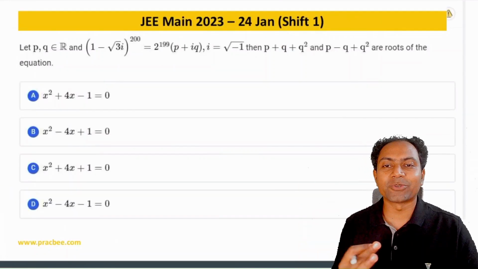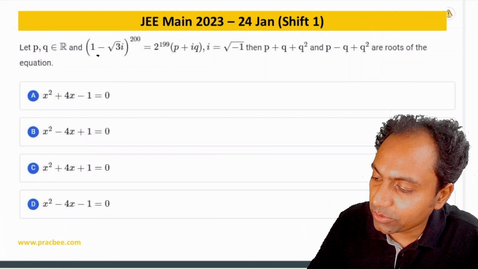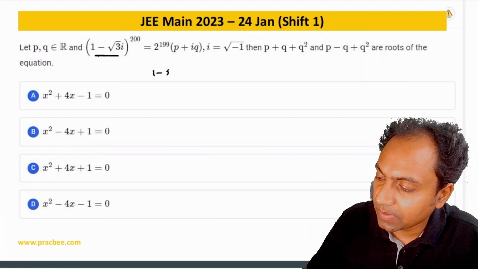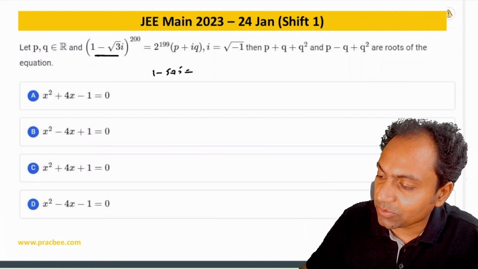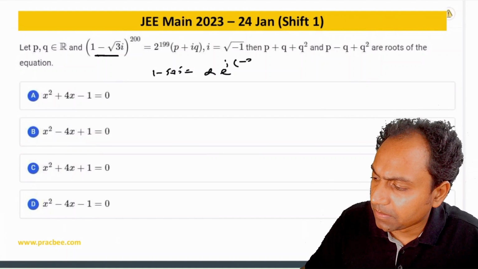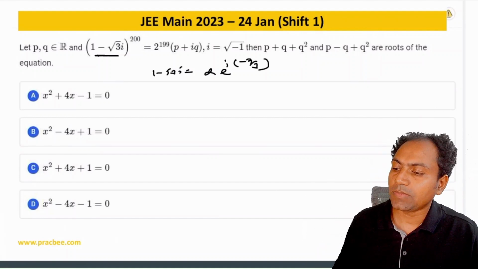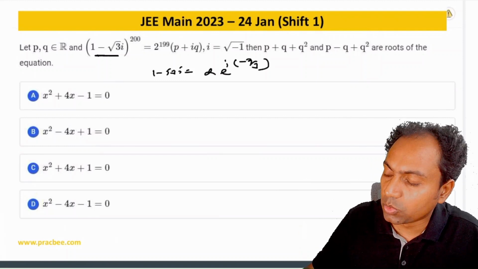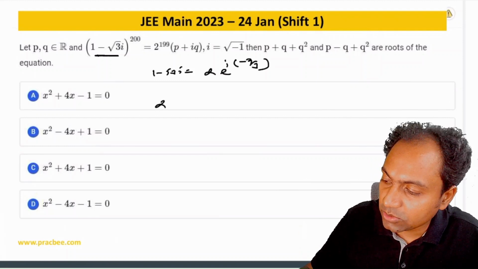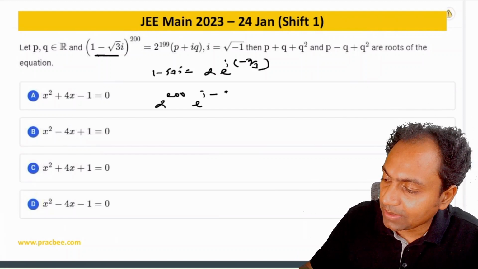Again, the 2023 question is based on similar concept. So what we can do is this 1 minus root 3 i. If I write in terms of exponential form, it is 2 times e raised to the power i times minus pi by 3. So if I raise it to the power of 200, it becomes 2 raised to the power 200 and e raised to the power i times minus of 200 pi by 3.